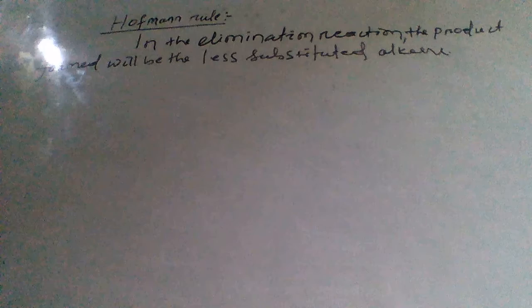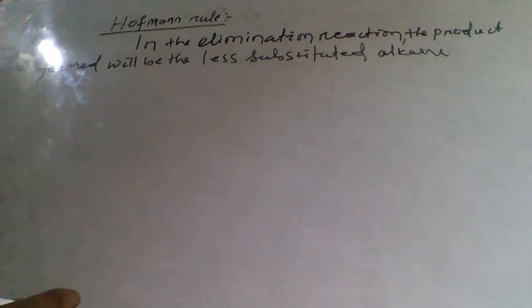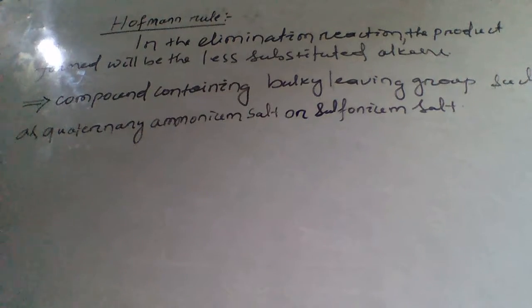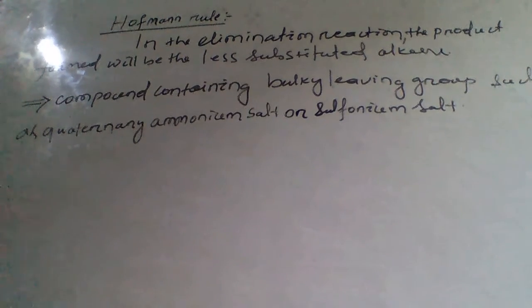Then I will discuss what is the Hofmann rule. So we'll see what is the Hofmann rule. In the elimination reaction, the product formed is the less substituted alkene. Also, compounds containing a bulky leaving group, such as quaternary ammonium salt or sulfonium salt, will obey this Hofmann rule.